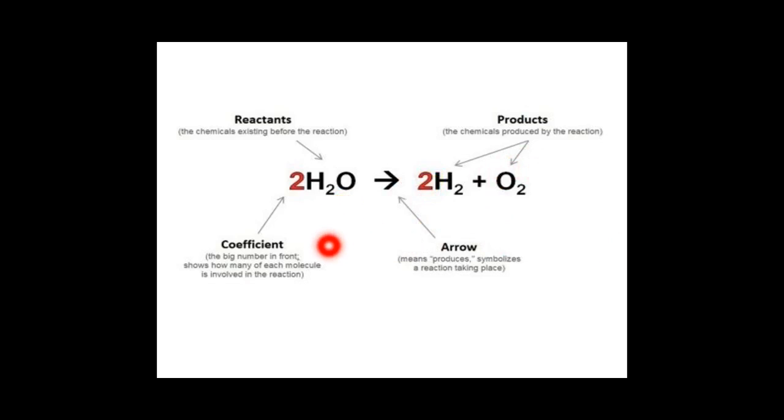This arrow means produces, symbolizes a reaction taking place. Water molecule produces hydrogen and oxygen. This arrow means produces. This coefficient, the big number in front, shows how many of each molecule is involved in the reaction. Two molecules of hydrogen, two molecules of oxygen. This is common for the constituent elements.